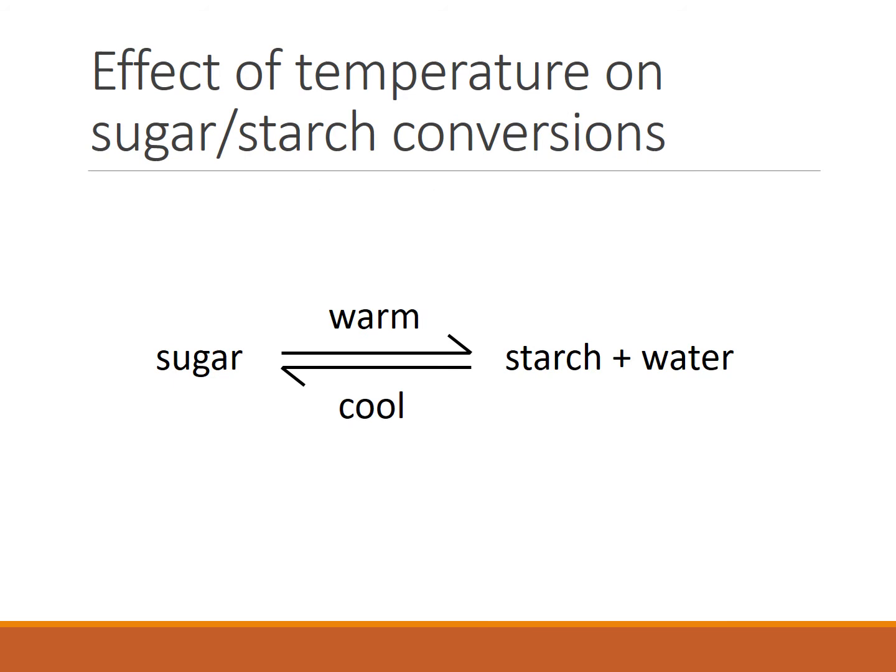Temperature has an effect on the sugar-starch conversions in plants. So imagine a plant that's growing outside on a warm, sunny day. It's daylight, the sun is out, and the plant is photosynthesizing. It's making sugars. Some of those sugars are going to be needed to maintain its metabolism immediately. Some of the sugars are not going to be needed, so they're going to be converted into starches right off the bat. Starches are a storage form of sugar. So this conversion of sugars into starches is going to occur during warm temperatures, like during the daytime.